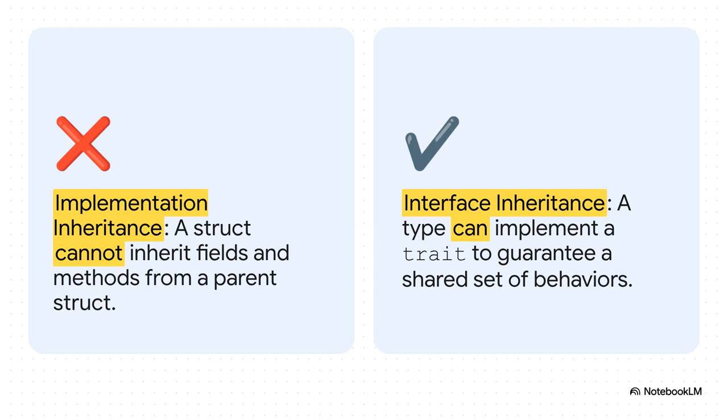So let's break that down. Rust says no to what we call implementation inheritance. That's the idea that a class can just inherit all the code and data from a parent class. Instead, Rust says yes to interface inheritance using something it calls traits. A trait is like a contract. It defines a set of behaviors, like anything that is a shape must be able to calculate its area, but it's up to each individual struct to actually write the code to fulfill that contract. It's a subtle difference, but it pushes you towards a more flexible design.